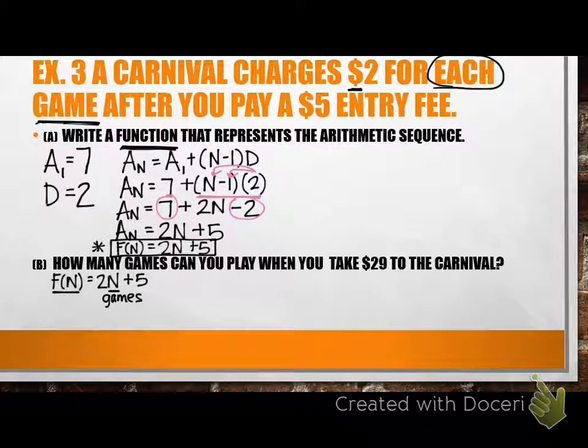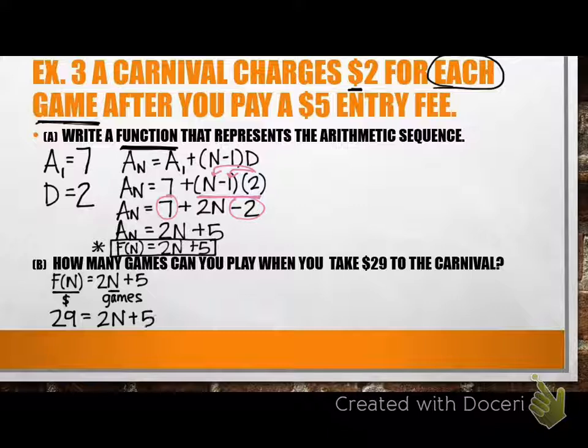What does the f of n, which is also like a y, remember it can be replaced with the letter y, what does f of n represent? That's the money. So look at the problem. It says, how many games can you play when you take $29 to the carnival? Where is the 29 going in our equation? In place of f of n. So 29 equals 2n plus 5.